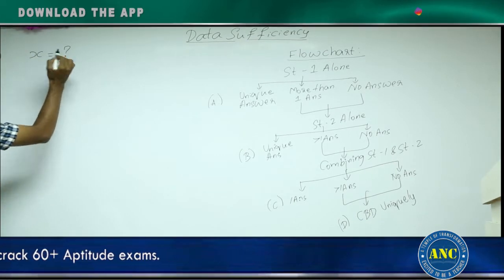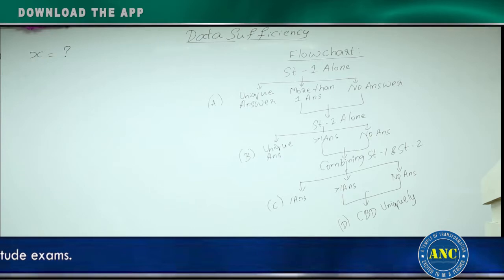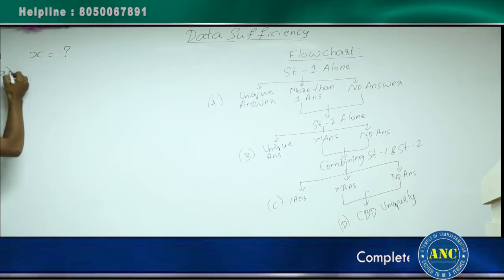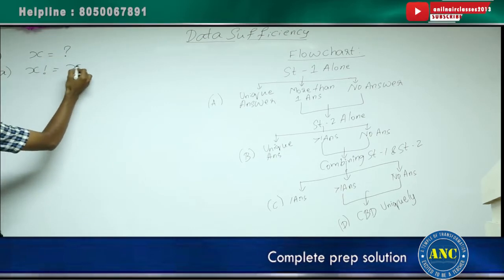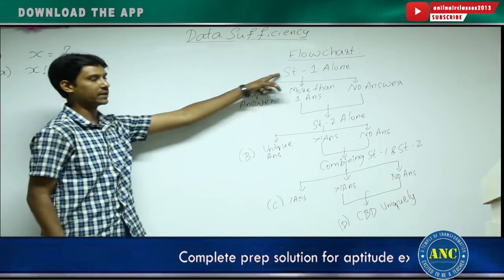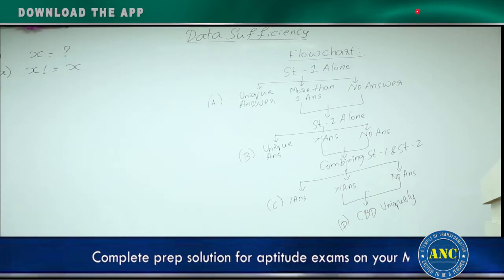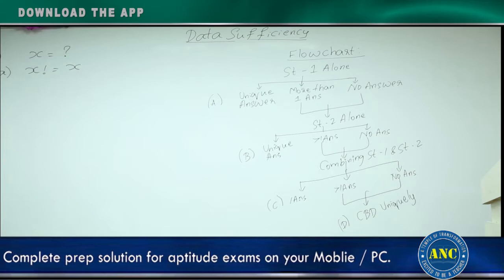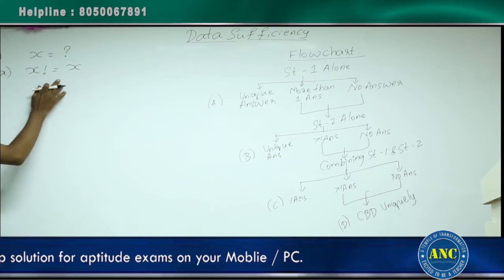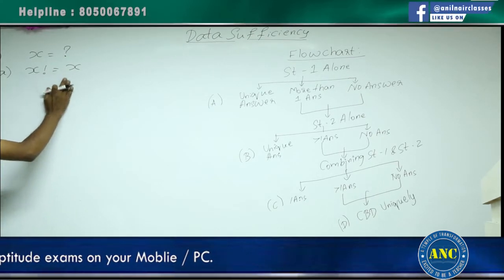They are asking you the value of x. Statement 1 alone is telling x factorial is equal to x. I am taking statement 1 alone, which means statement 2 does not exist. x factorial equal to x. What are the values of x which will satisfy this condition?